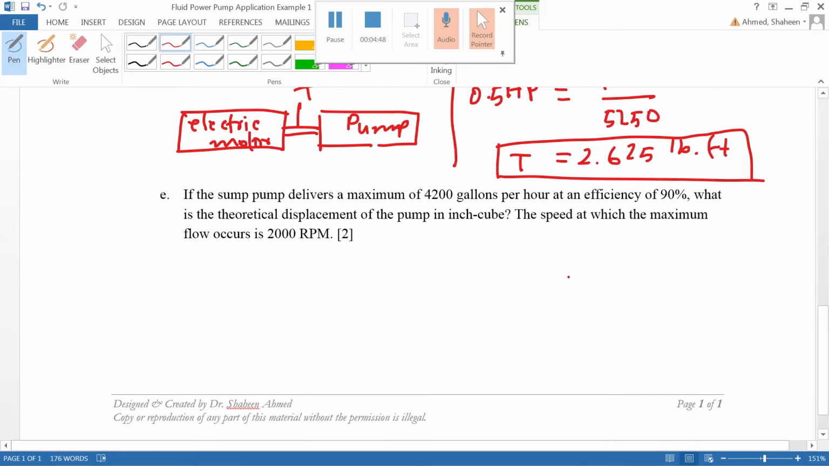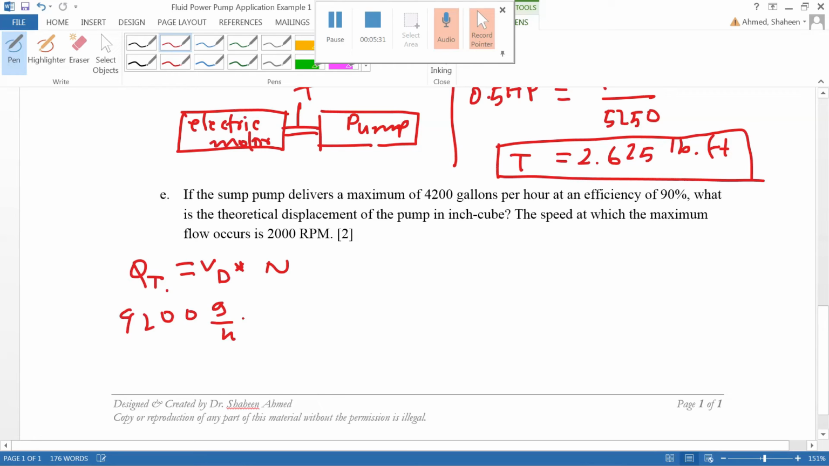Now, the next question: this information also comes from that same website link, you can check that too. If the sump pump delivers a maximum of 4,200 gallons per hour at an efficiency of 90%, what is the theoretical displacement of the pump in cubic inches? We know that Q theoretical is the volumetric displacement times the revolution. Displacement usually is per rev and RPM is rev per minute.